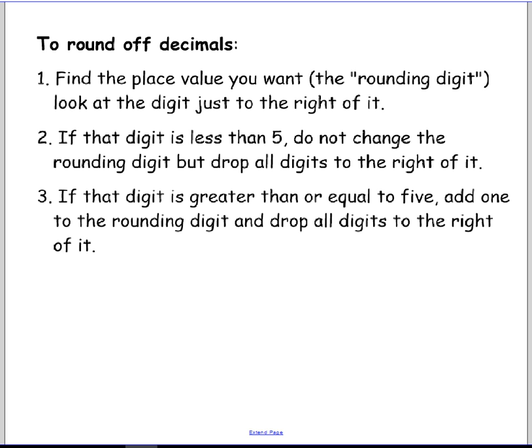Now let's look at decimals. Find the place value you want to round to, the rounding digit, just like we did before, and look at the digit to the right of it. If that digit is less than 5, do not change the rounding digit, but drop all the digits to the right of it. If that digit is greater than or equal to 5, add 1 to the rounding digit and drop all the digits to the right of it.